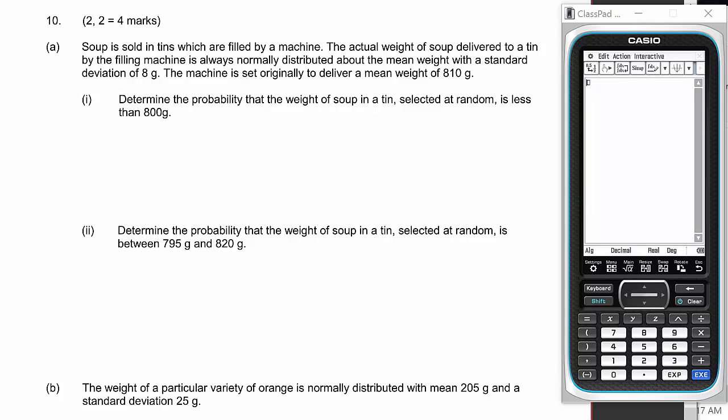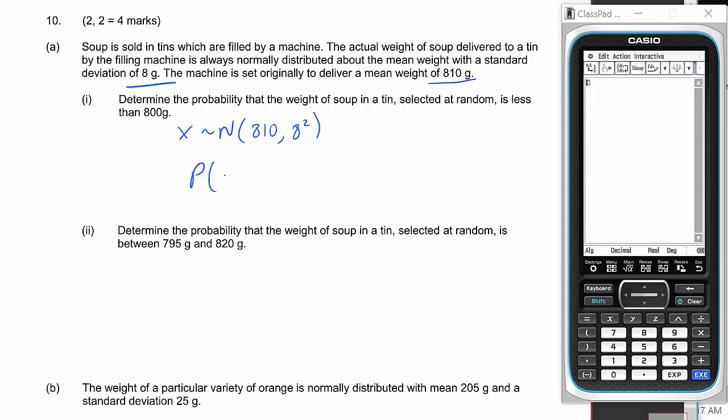Soup is sold in tins which are filled by a machine. The actual weight of soup delivered to a tin by the filling machine is always normally distributed about the same mean weight with a standard deviation of 8 grams. The machine is set originally to deliver a mean weight of 810 grams. So we know that it's normally distributed N(810, 8 squared).